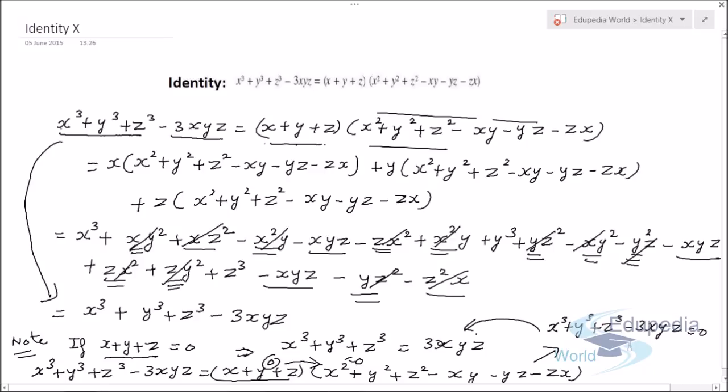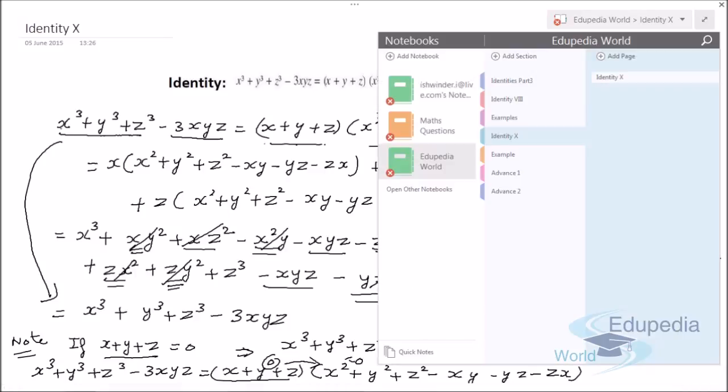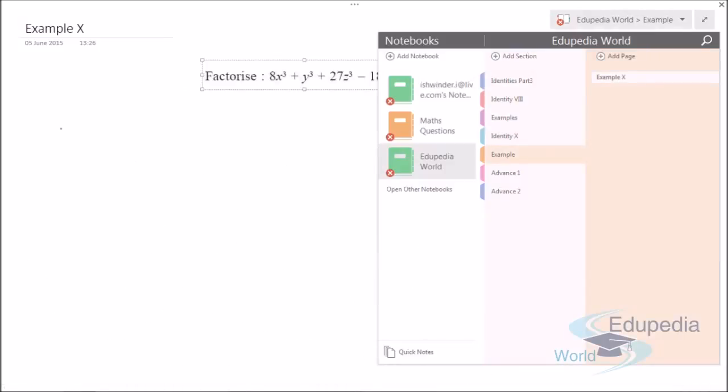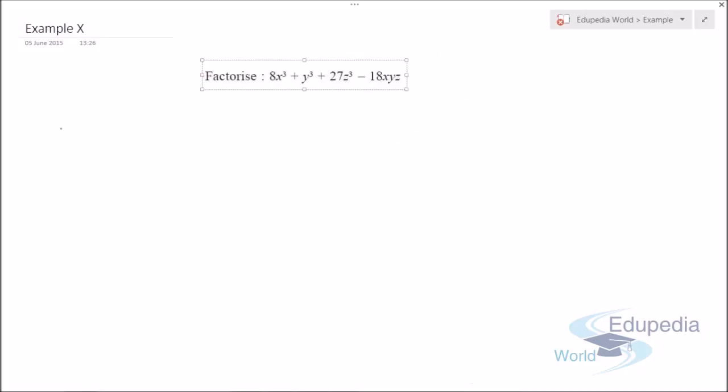So this is a special note for this identity, which is very helpful in exams to solve some types of questions. The questions we will also discuss. So now let's see an example related to this identity. We have to factorize 8x cube plus y cube plus 27z cube minus 18xyz.